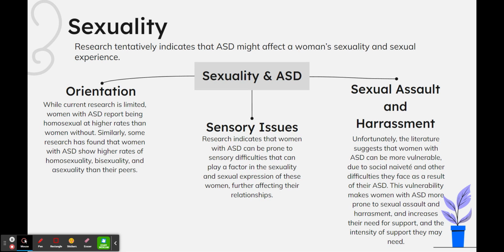Unfortunately, research also suggests that women with autism spectrum disorder are more vulnerable, due to many factors including social naivete, to sexual harassment and sexual assault. So it's very important that these women receive not only more support, but more intensive support.